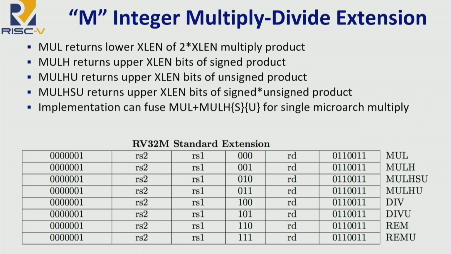On top of that, you have the multiply divide extension. This provides signed and unsigned multiplies. They return only one XLEN bits of the product, but there are instructions to return the lower XLEN and also the upper XLEN of the two XLEN product. You can get multiply and multiply high to get both halves of the product. We also support signed-unsigned multiplies as well. And we have a recommended sequence that will let a microarchitecture fuse and give you both the upper and the lower XLEN with a single hardware multiply.